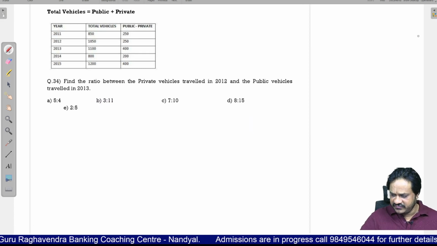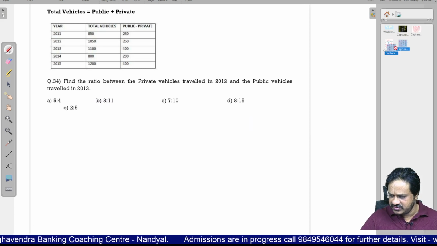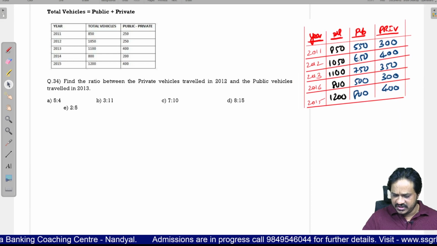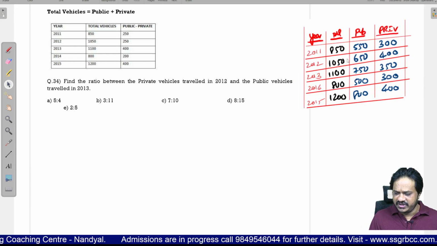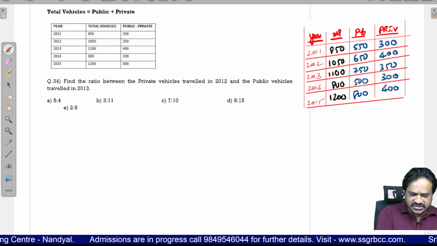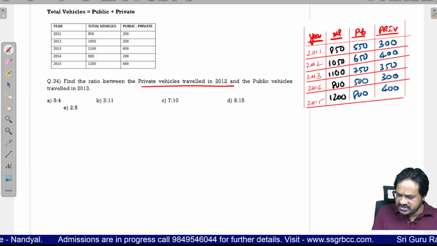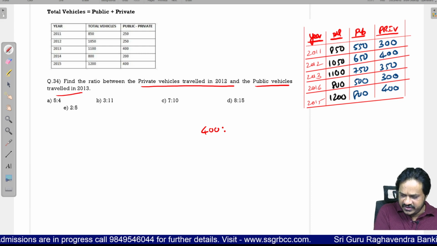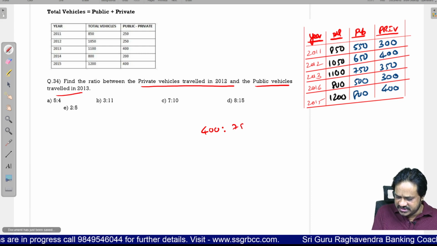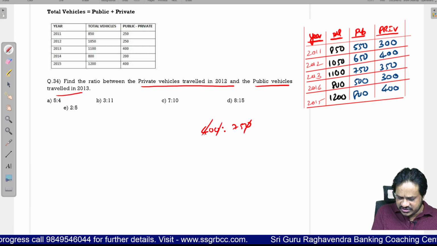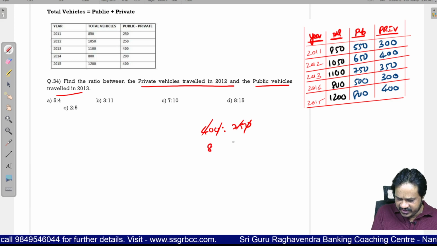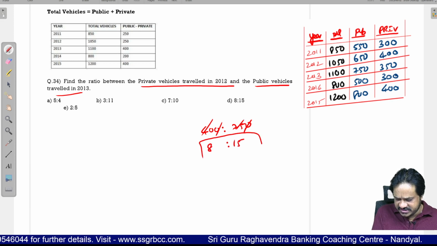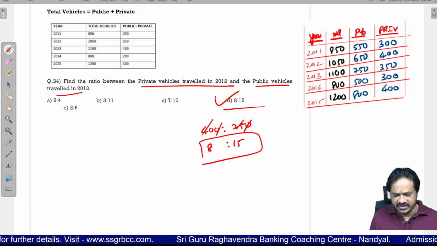Next one, find the ratio. Find the ratio between private vehicles in 2012 and public vehicles in 2013. Private vehicles in 2012, that is 400. Public vehicles in 2013, that is 750. Zeros cancel, 5 8s are 40, 5 15s are 75. So, answer is 8 is to 15, option 4.